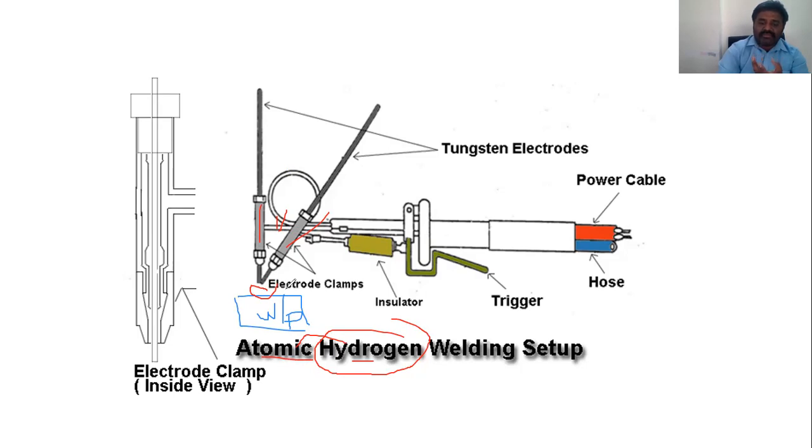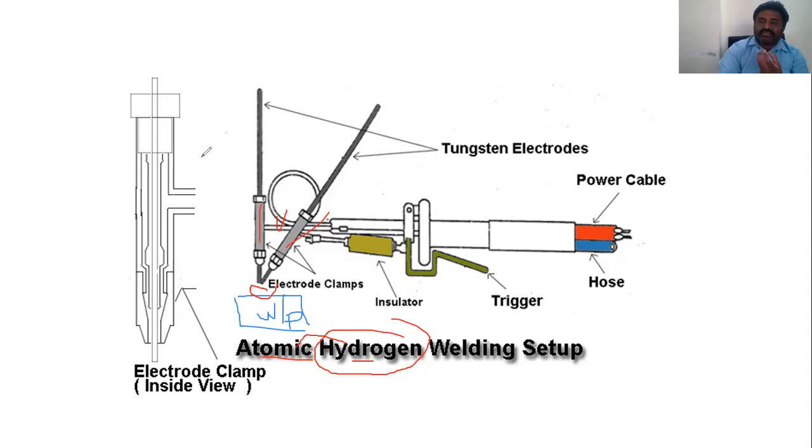In the meantime, what happens? We maintain a temperature of 3300 degrees Celsius here, and the heat is used to melt the base metal, and the filler rod makes a fusion weld here. The hydrogen atmosphere is provided to protect the weld pool from atmospheric contamination by oxygen and nitrogen, which also gives a very good quality weld.